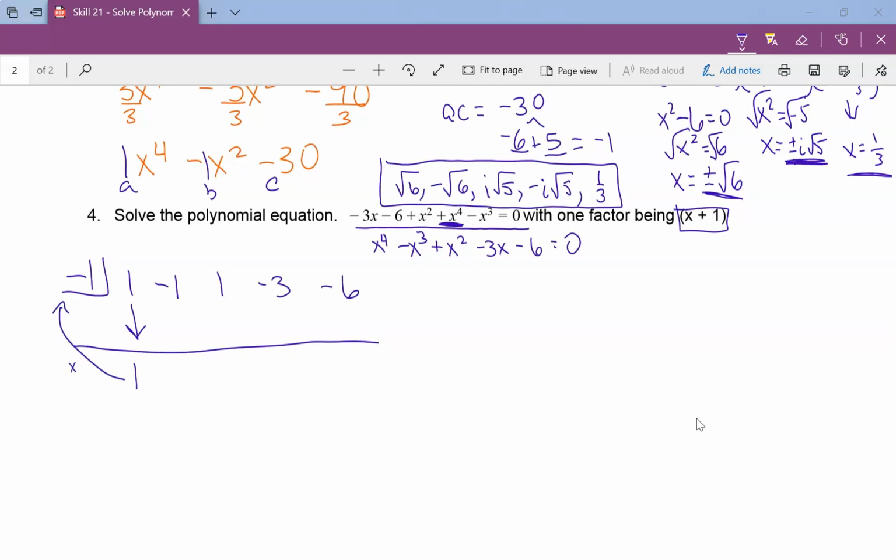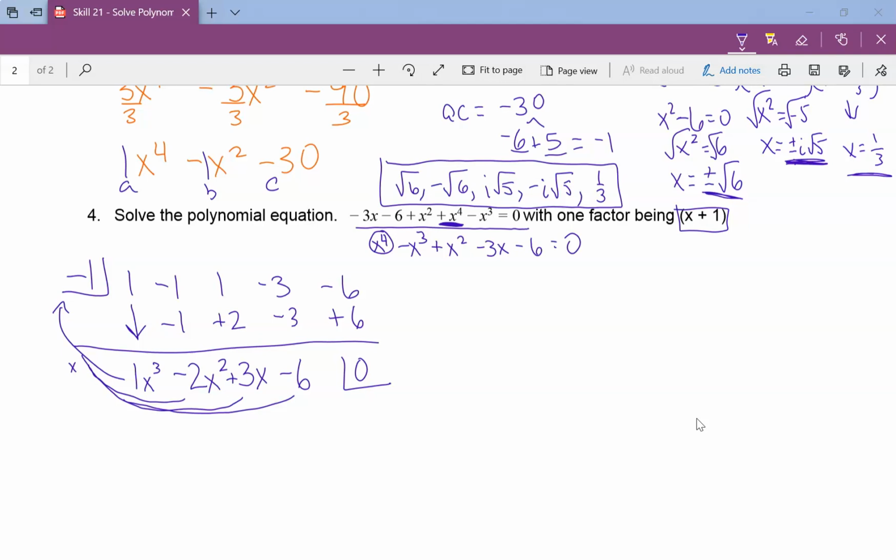1 times negative 1 is negative 1. Negative 2 times negative 1 is positive 2. 3 times negative 1 is negative 3. And negative 6 times negative 1 is positive 6. Okay? Since we have a remainder of 0, that's good. I can now write this. So we had x to the 4th, so now this will be x to the 3rd, x to the 2nd, x, constant. So let's see, x to the 3rd minus 2x squared plus 3x minus 6.